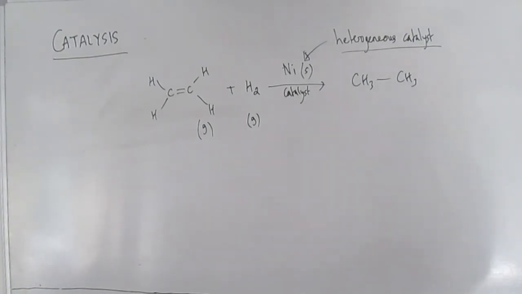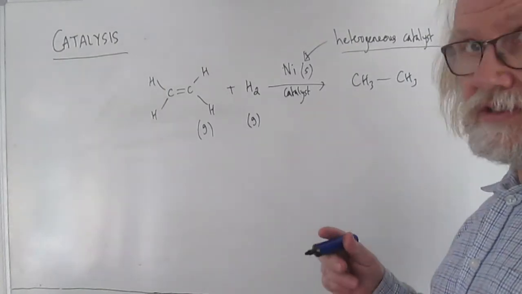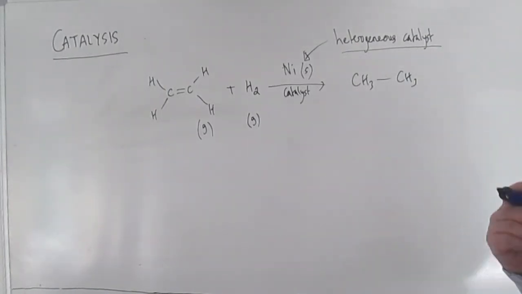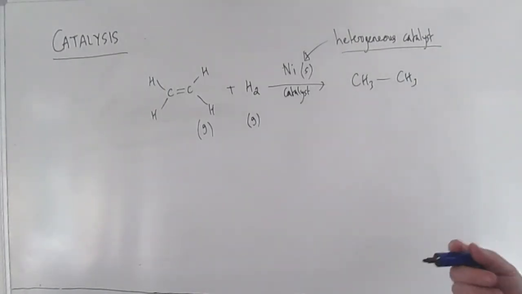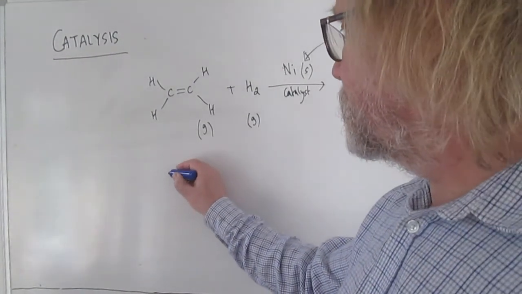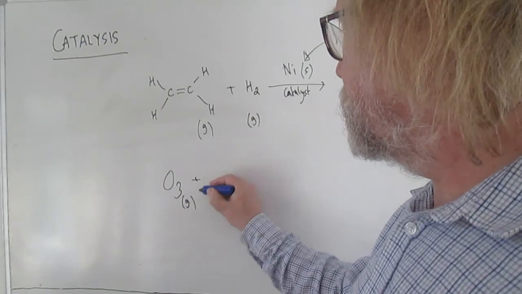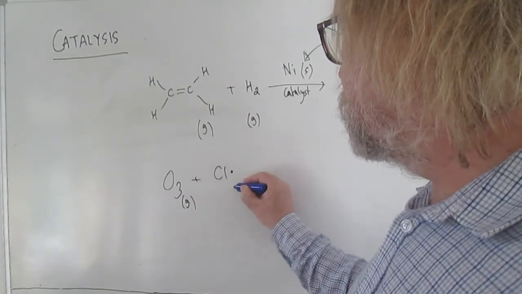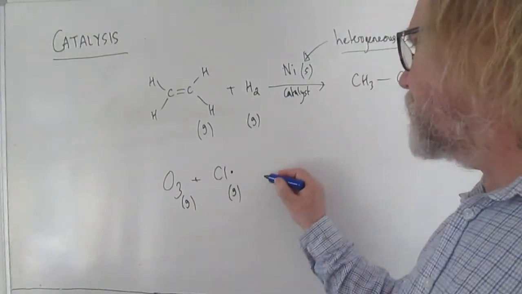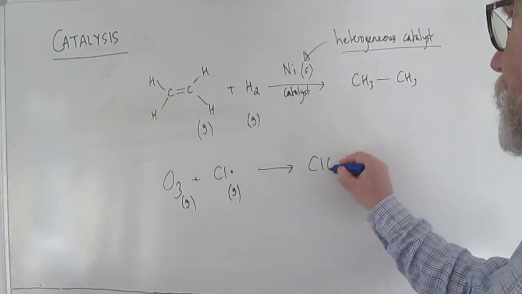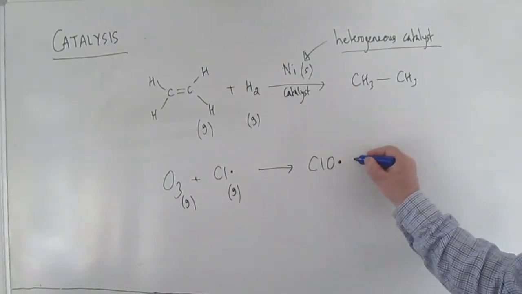You have also come across an example of a homogeneous catalyst, which is in the same phase as the reactant, and that was Cl dot, the chlorine atom, in the decomposition of ozone. Because remember, the reaction was this: O3, which is a gas, plus chlorine radical, also in the gas phase, gives you ClO dot plus O2.